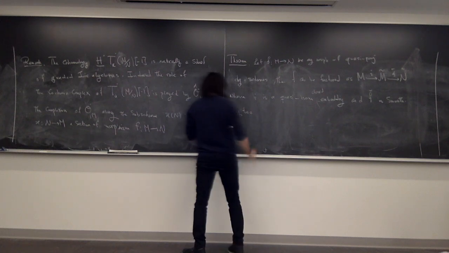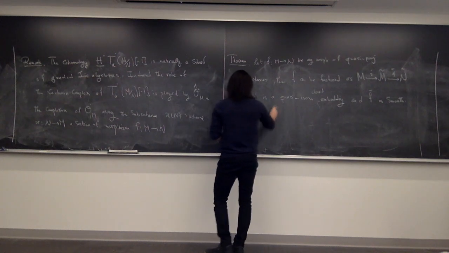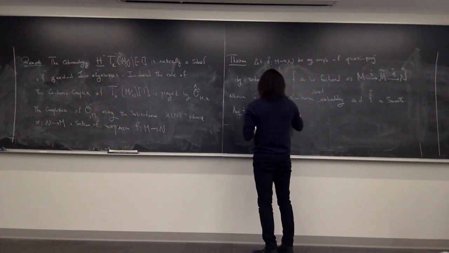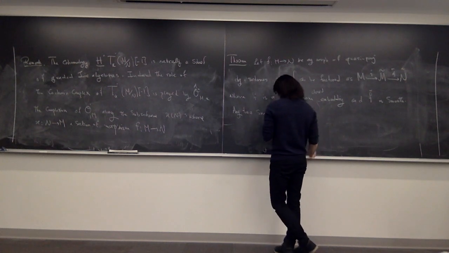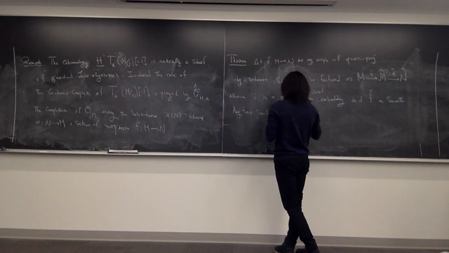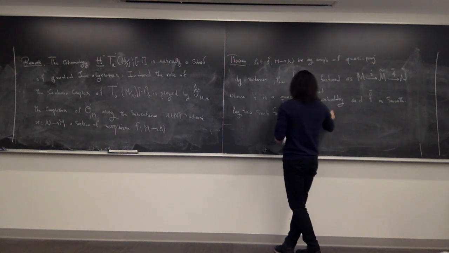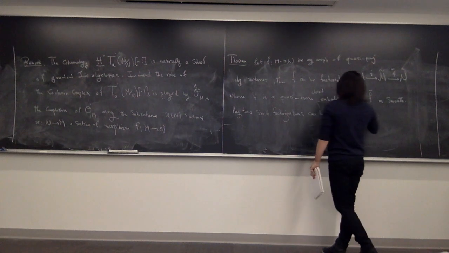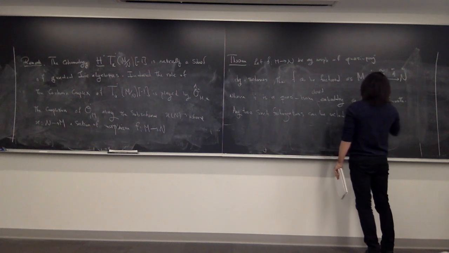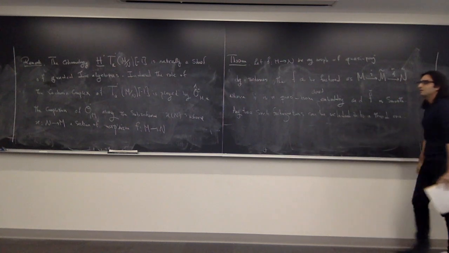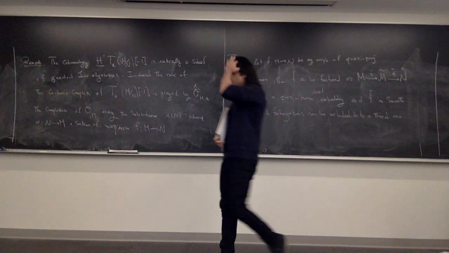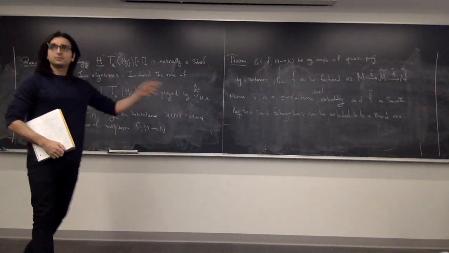Any two such factorizations can be included into a third one. So this is the fact that if I give you a DG scheme, can it have some smooth resolution? This is the statement.